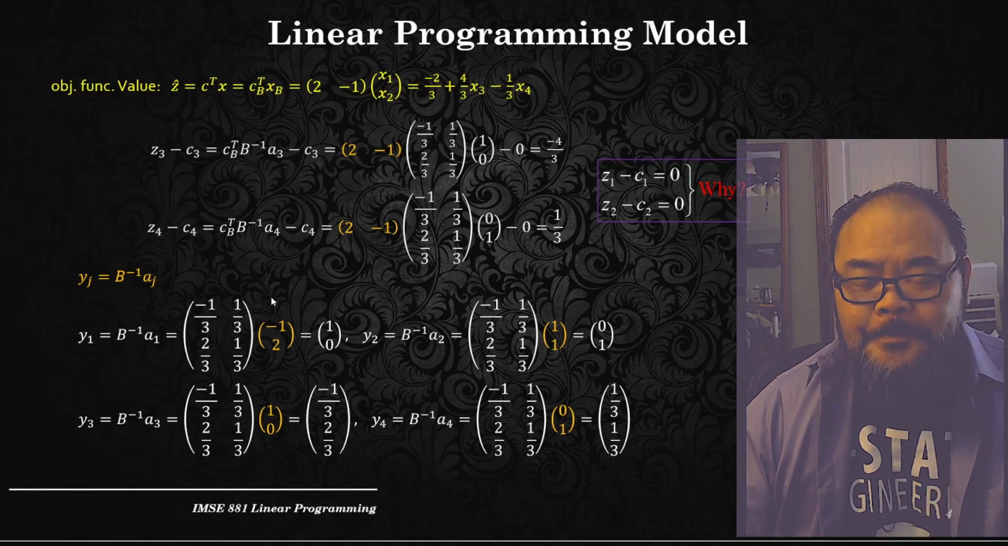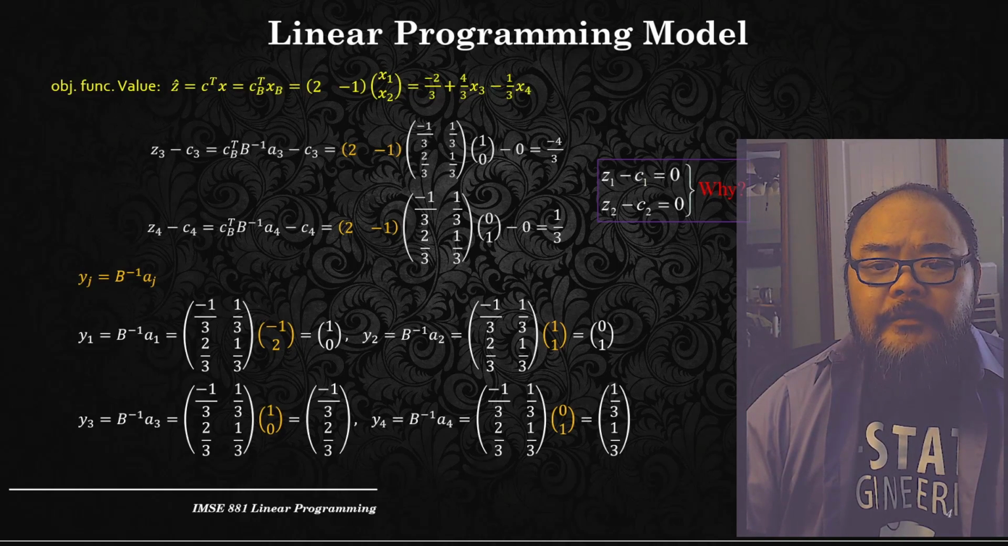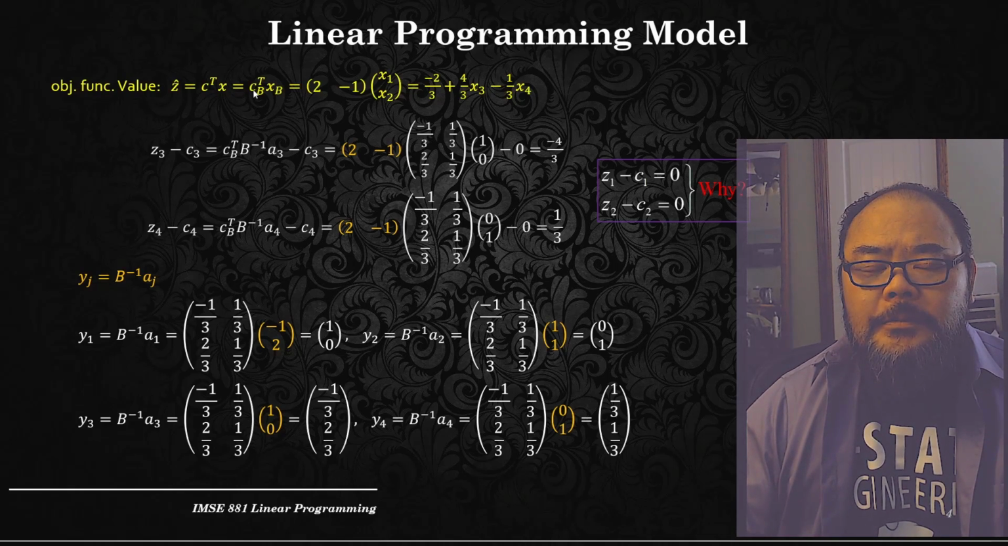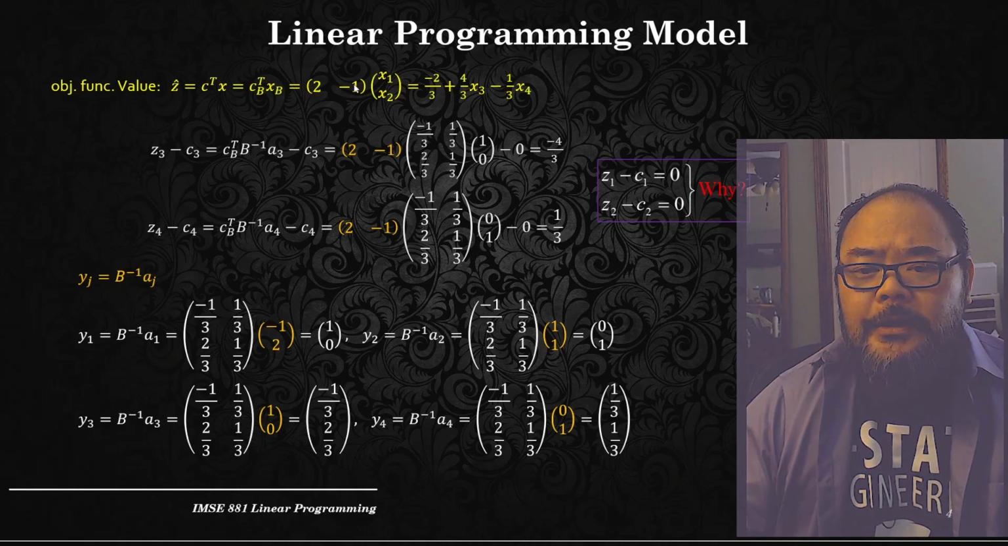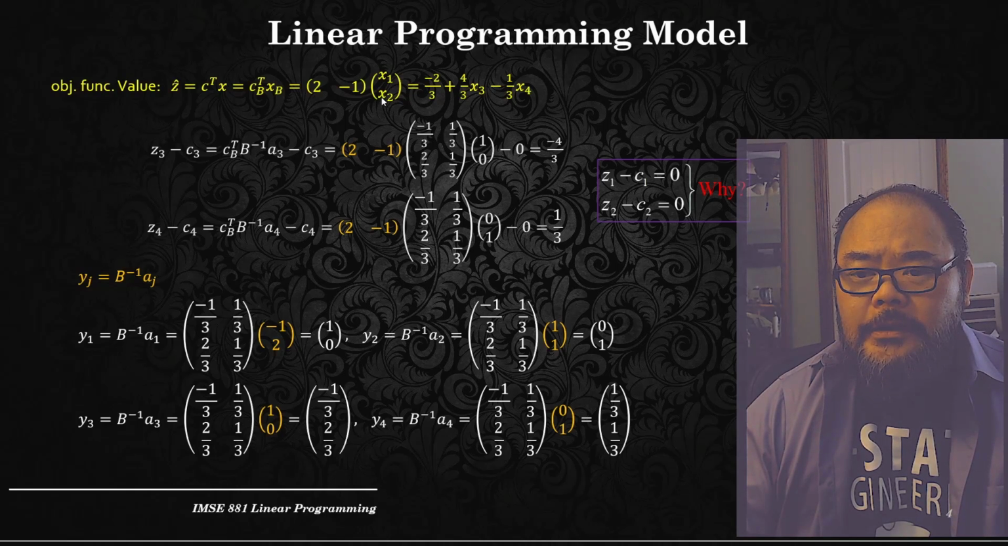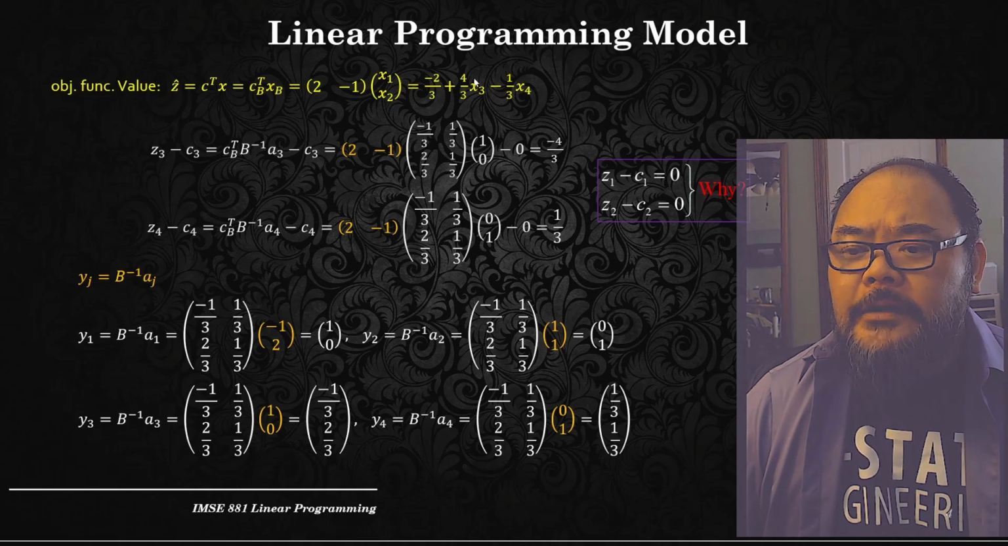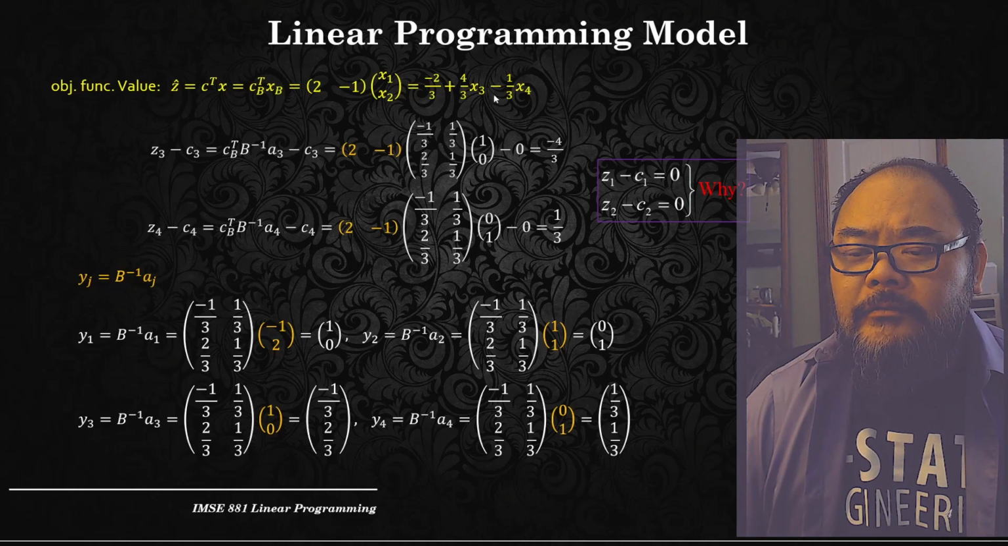Take a look at the next one. We can calculate the objective function value, z hat, equals c transpose times x, which equals cB transpose times xB, because the xN part is 0. That equals 2, negative 1 times x1 and x2, which equals negative 2/3 plus 4/3 of x3 minus 1/3 of x4. So that's our objective function value. Of course, currently x3 and x4 are zero, so this part is non-effective. So the objective function right now is negative 2/3.